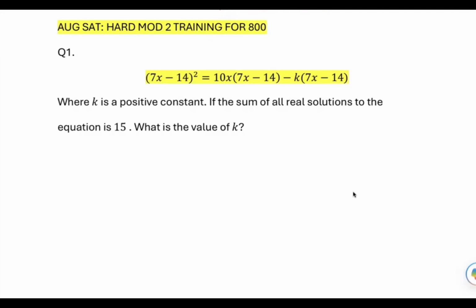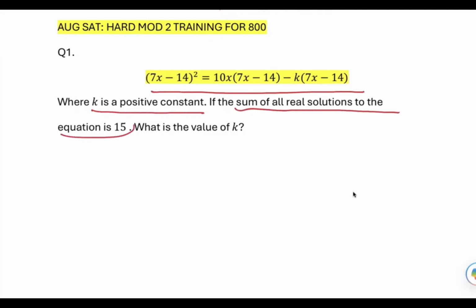First question. This is a given expression, and they say K is a positive constant. If the sum of the real solutions to this equation is 15, what is the value of K? The best way to approach this is to leave the equation alone. I'm going to show you how to use Desmos and algebra, but you have to understand the algebra.